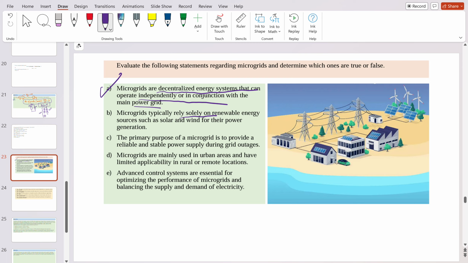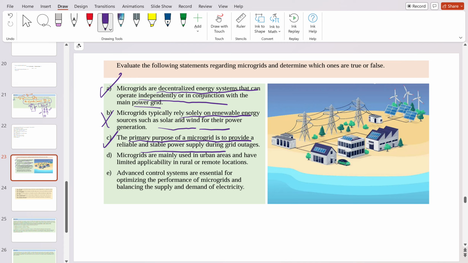Microgrid typically relies only on the RE sources such as solar and wind for their power generation. False, because you can have other generating sources also, like small hydro. Also, you can have biomass. So these kinds of RE sources you can add in the microgrid. Third, the primary purpose of a microgrid is to provide a reliable and stable power supply during grid outages. That is also correct, because you can supply the power when it is required.